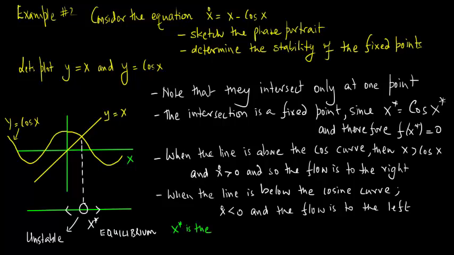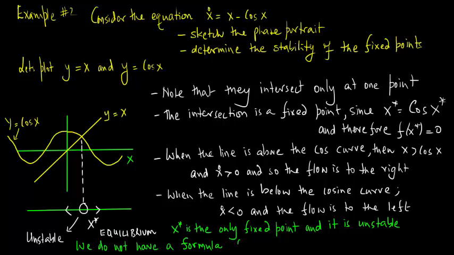Now x star is the only fixed point and it is unstable. Now we do not have a formula for x star, but we were still able to classify its stability. Now let's look at our final example and consider an electrical circuit.